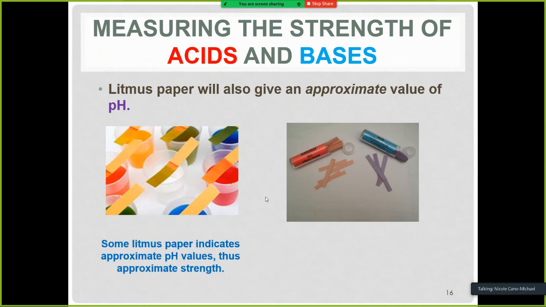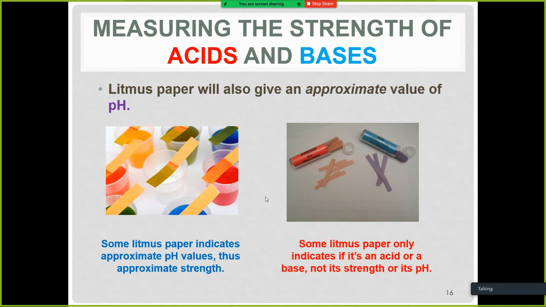Litmus paper, again, if it stays red or turns red, it is an acid. If it stays blue or turns blue, it is a base.